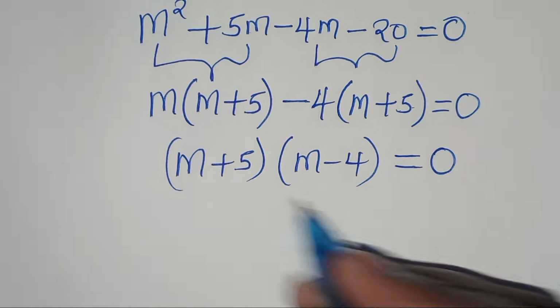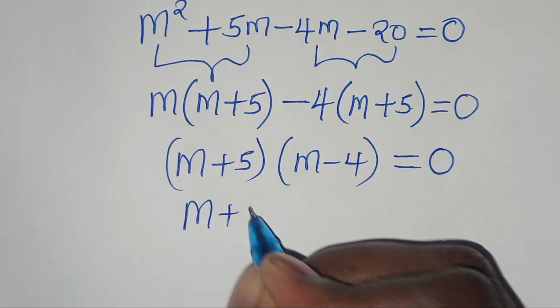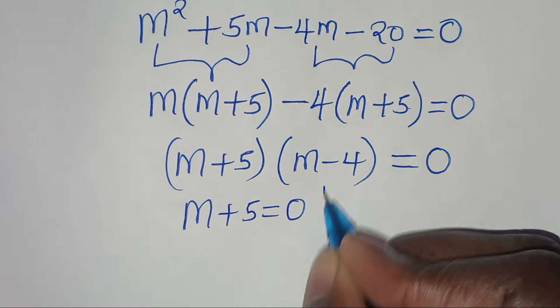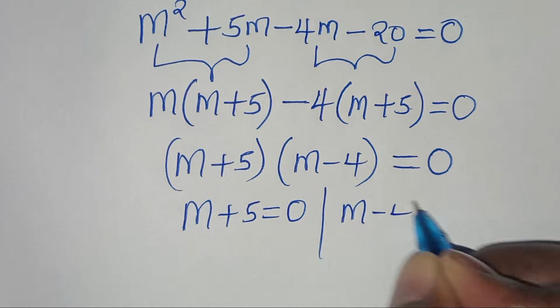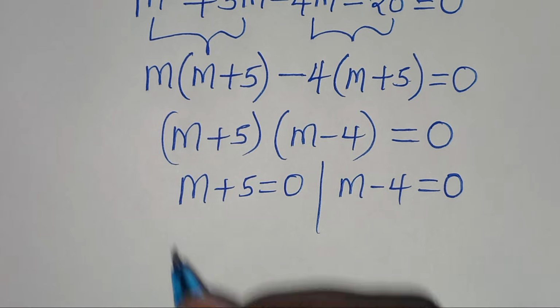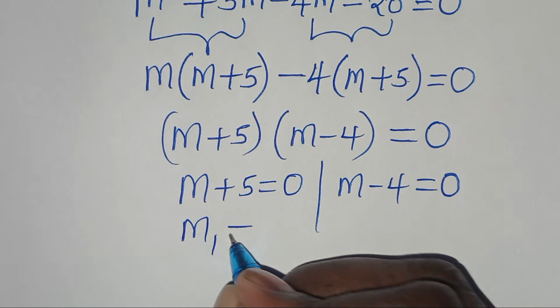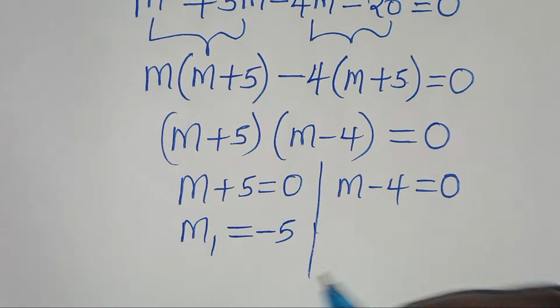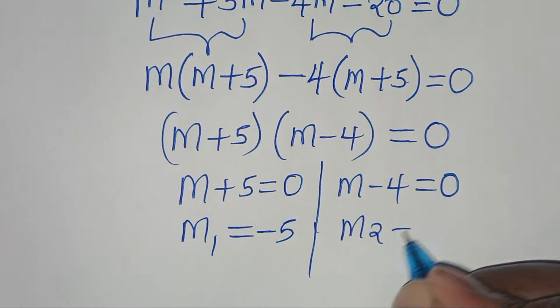We have got two cases here. That is m plus 5 equal to 0, and m minus 4 equal to 0. So we have m1 equal to minus 5, and we have m2 equal to 4.